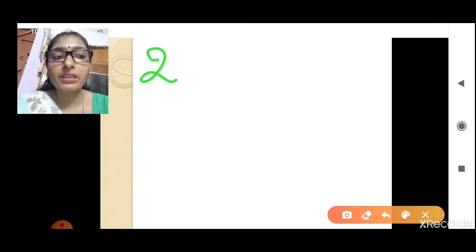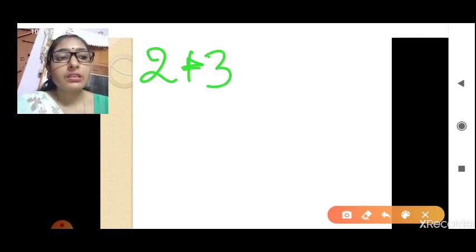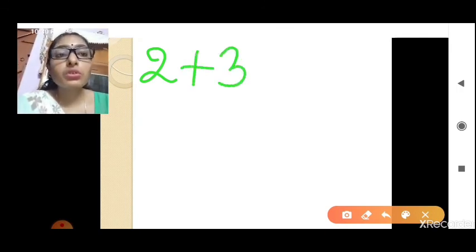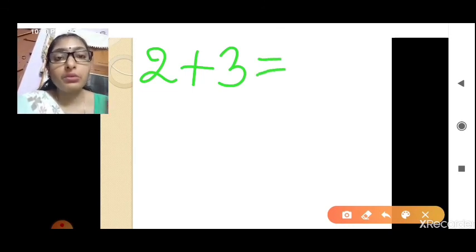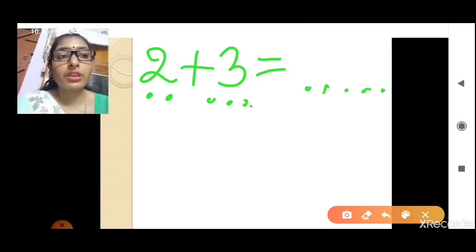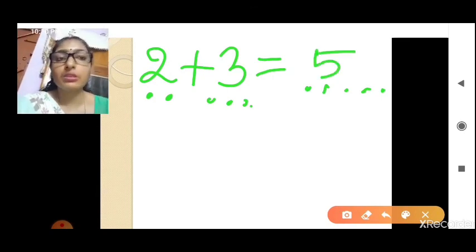First you have 2 pencils, your friend has given another 3 pencils. So total how many pencils do you have? One method is there, you can do what is given in your book. So you have 2 pencils, now you have got 3 pencils. Total how many dots do you have? 1, 2, 3, 4, 5. So total 5 dots you have. That means 2 plus 3 is equal to 5.